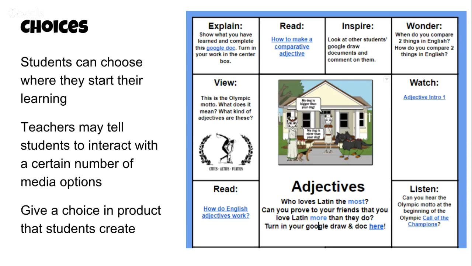So maybe you have some students that like to watch videos more than read, and other students might like to read something or listen to something. So I could, in some cases, if it's appropriate, tell students to do 3 of 5 things in a menu box instead of all of them. It just depends on what I need to do in that particular lesson.